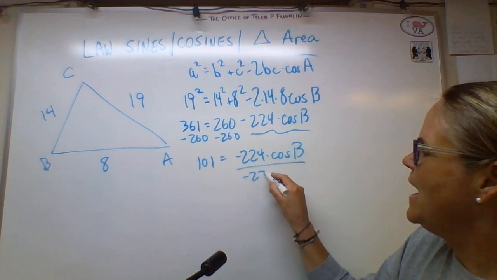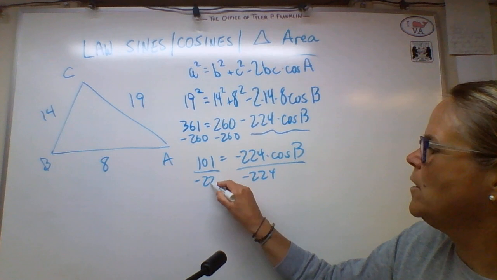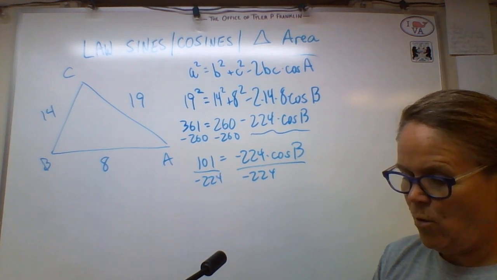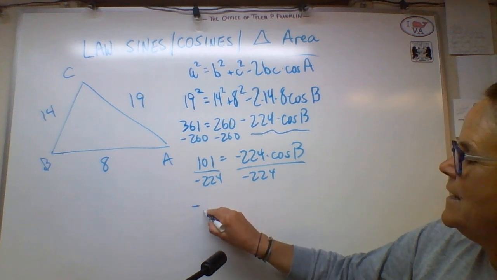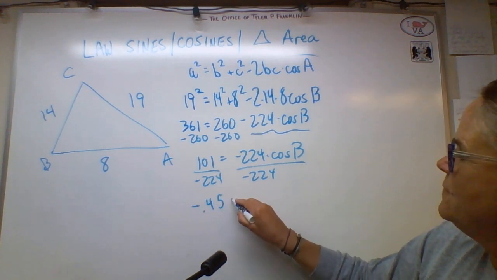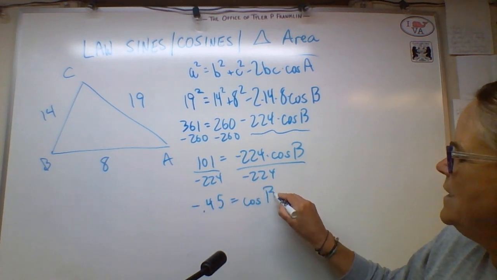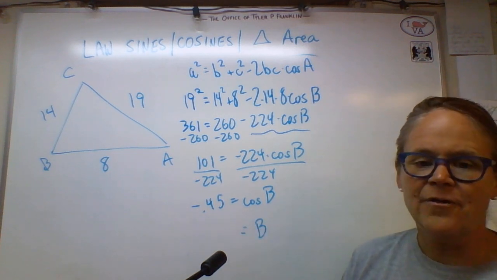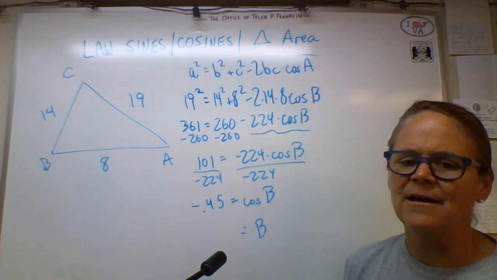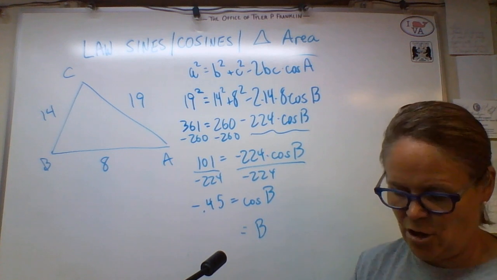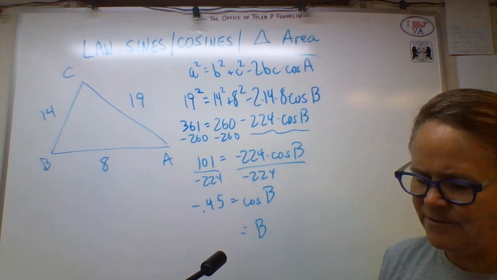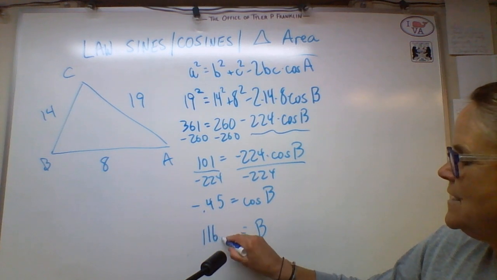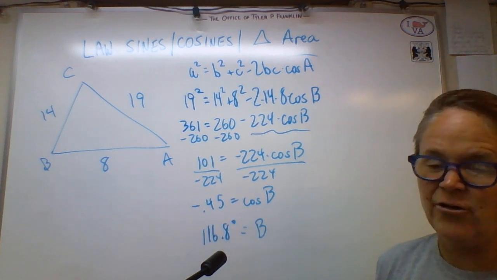You're going to divide by negative 224. So 101 divided by negative 224 gives me negative 0.45, which is the cos of B. For me to find B, I do second cos, inverse cos of that answer, which is 116.8 degrees.